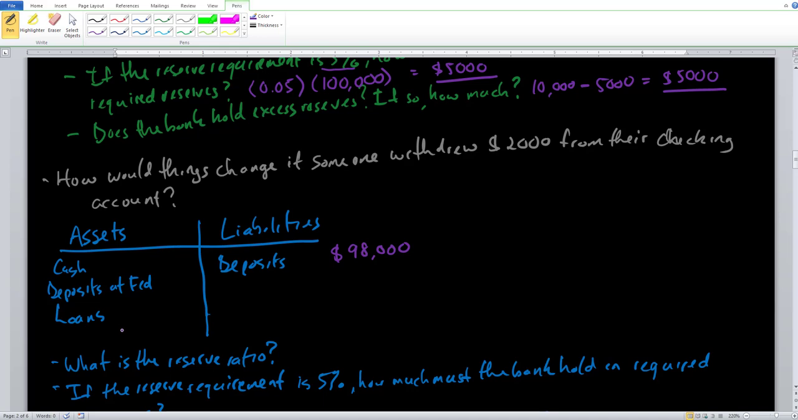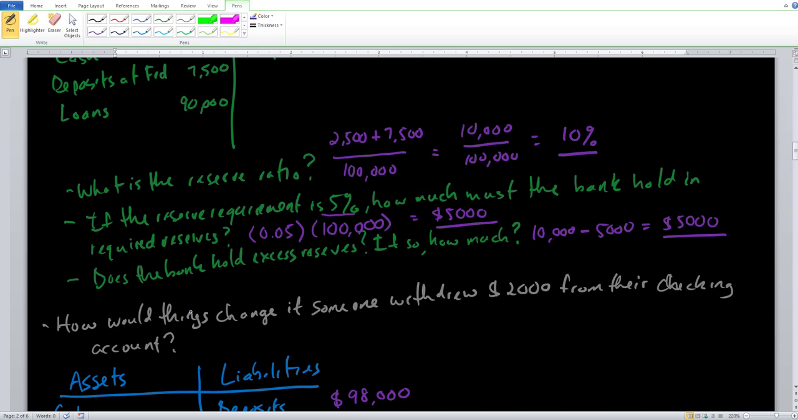So it really doesn't matter for the bank where it takes out the $2,000, whether it comes from cash or deposits at the Fed. It does not touch the loan amount at all. The loan amount rarely changes, because if the bank actually takes the loans out, that means they're taking a loss on the loan. These are things that the bank does not want to touch at all. So here, the loan amount still stays the same at $90,000, as we had on our very first T account.